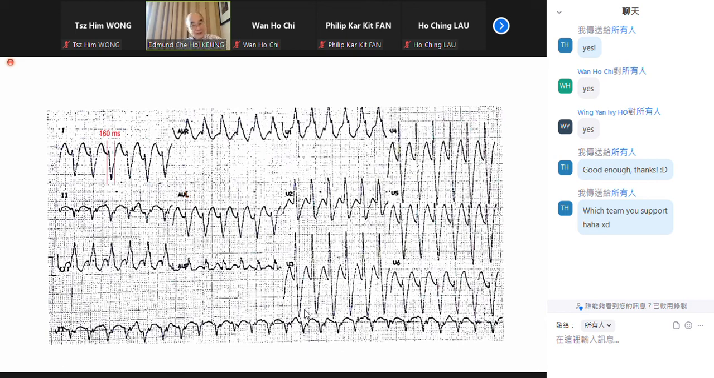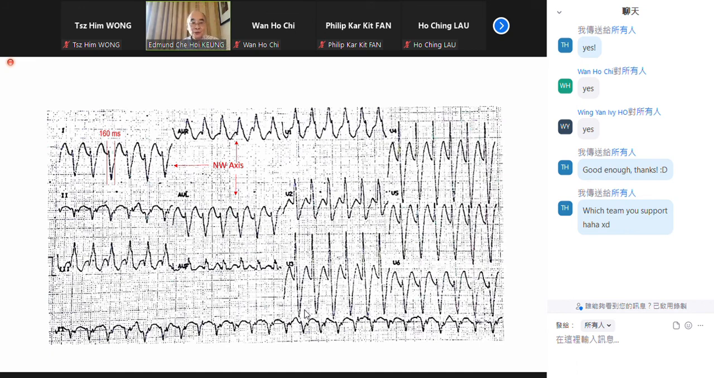Suggestive. Also, you notice it's negative in lead I, positive in aVR and negative in aVL, so you know that this is a northwest axis. These are characteristics that point towards VT.